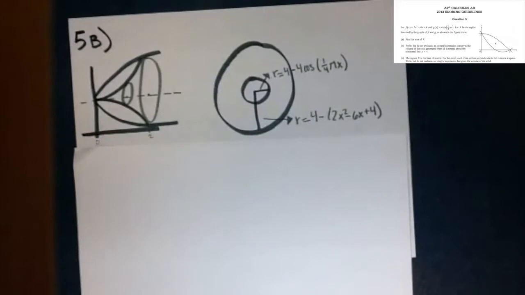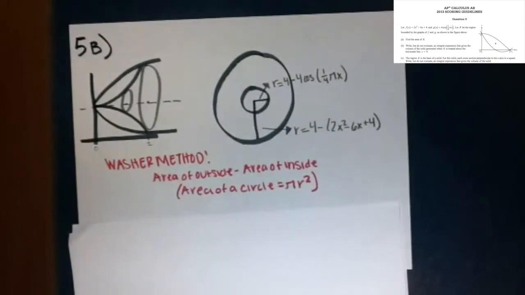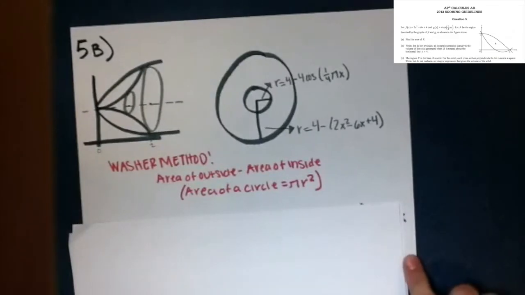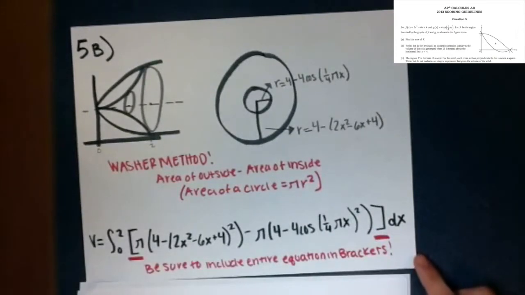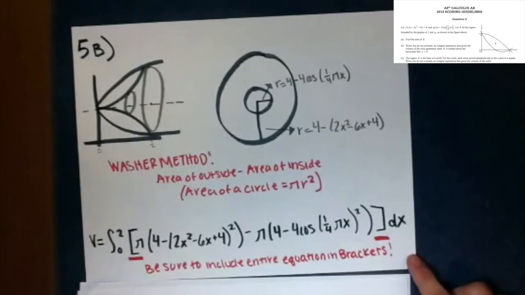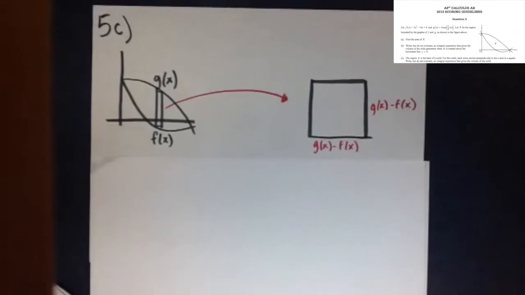In part 5b it says, write but do not evaluate an integral expression that gives the volume of the solid generated when R is rotated about the horizontal line y equals 4. So in this we'll be using the washer method, which is the area outside minus the area of the inside, and then we will plug that into pi r squared, which is right here, and make sure you include the entire equation in the brackets or else you will not get the correct solution.